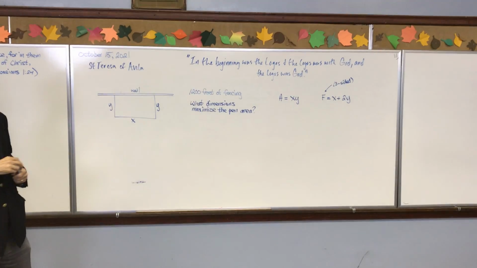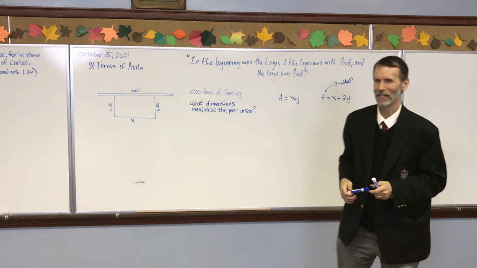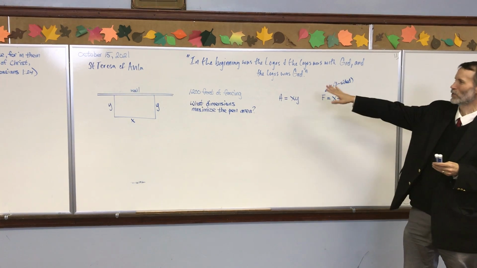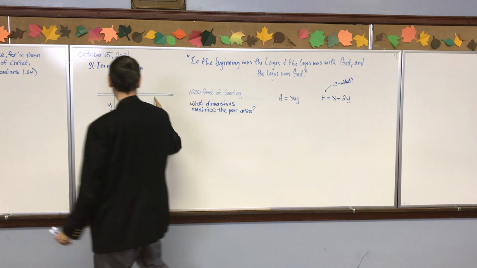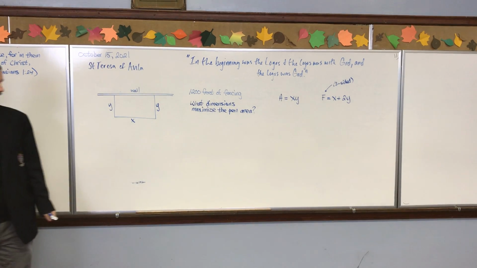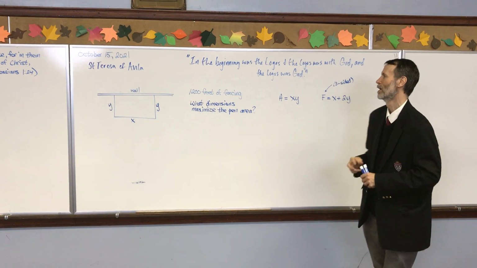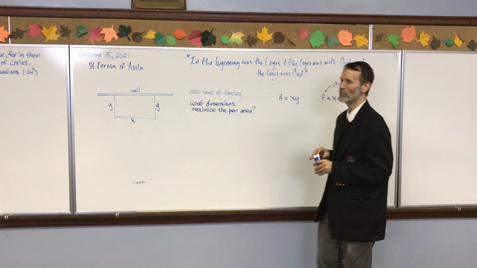All right. This catches us up from yesterday, I think. The situation is this. We have 1,200 feet of fencing, and they're setting up a rectangular pen for sheep. And I want to know what dimensions would maximize the pen area. We don't know yet. And guess and check is really super tedious.